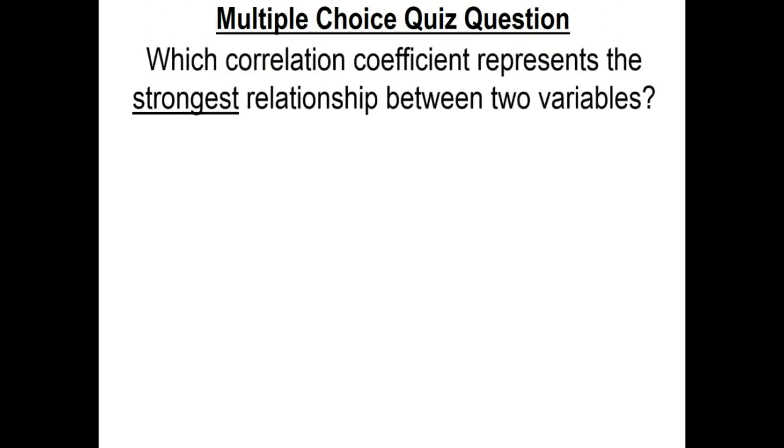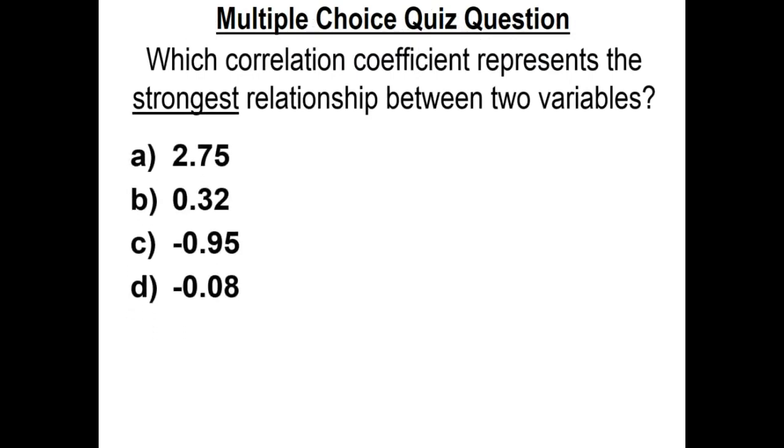Before we conclude, let's see how you do with some multiple choice quiz questions. Which correlation coefficient represents the strongest relationship between two variables? Is it 2.75, 0.32, negative 0.95, or negative 0.08? Pause the video now if you need some time to identify the correct answer.